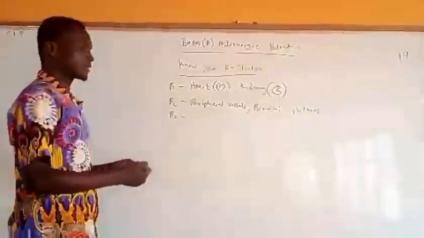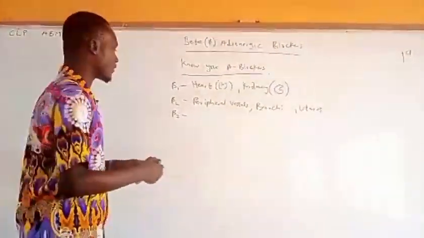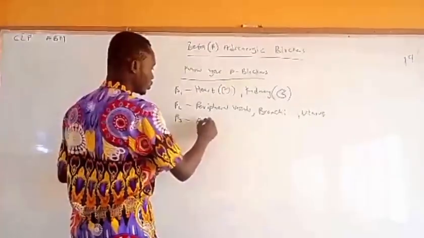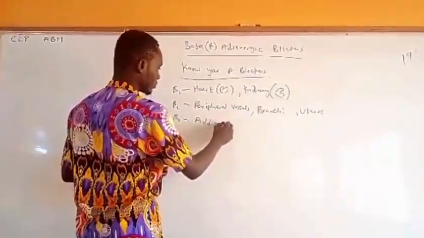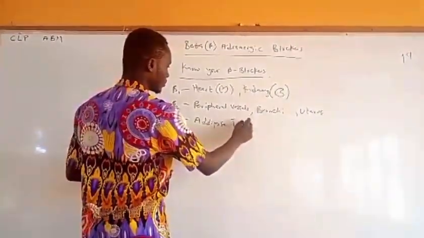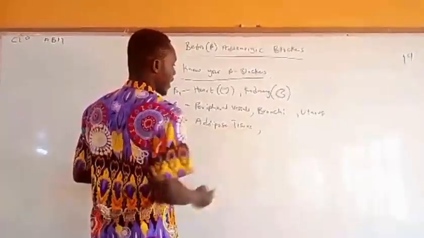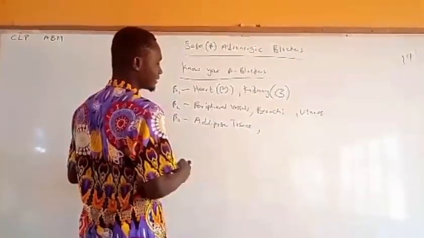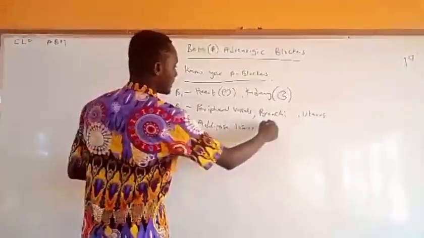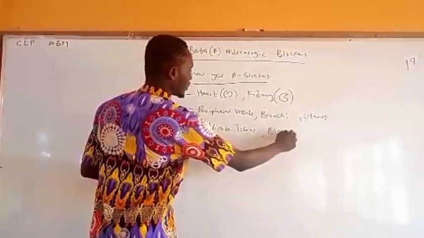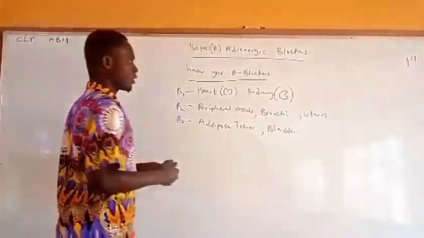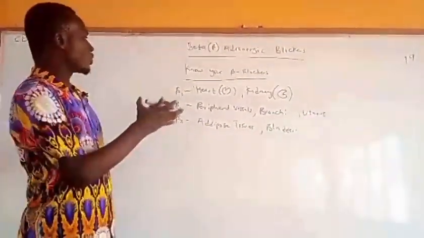Now, beta3 receptors. Where can we find beta3 receptors? We can find it in the adipose tissue, and then we can also find it in the bladder, urinary bladder, for sure. Now, our focus will be on what?